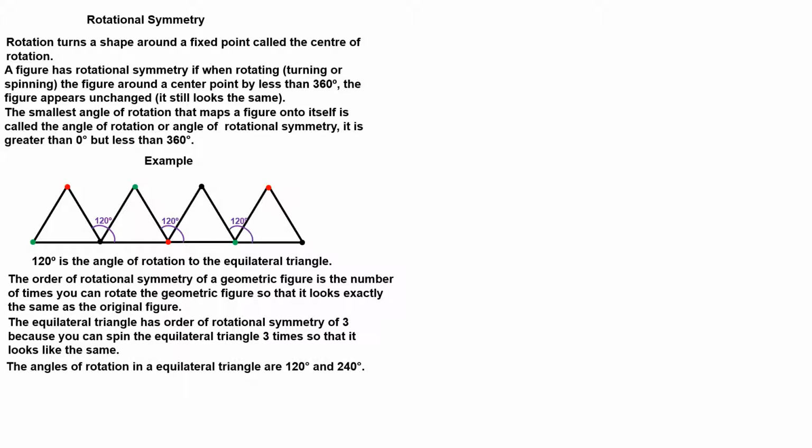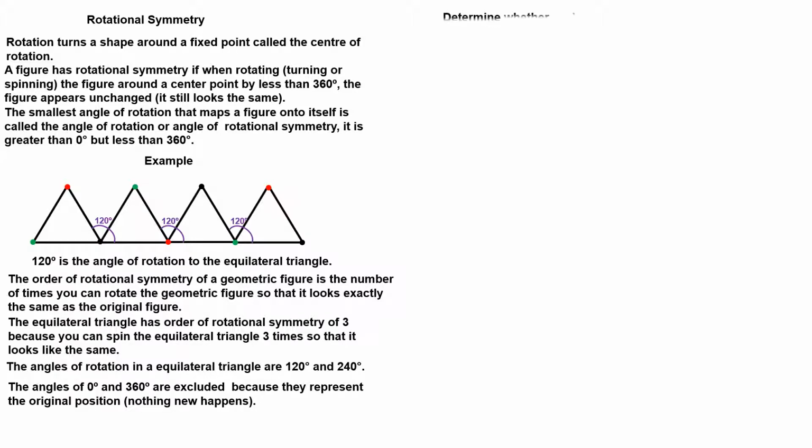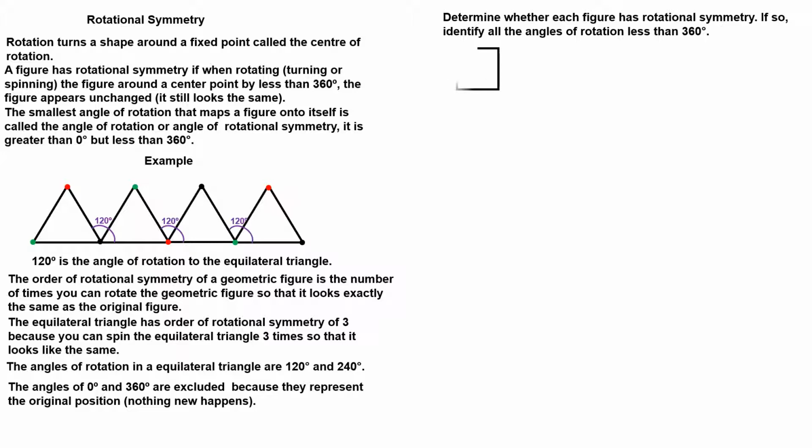The angles of rotation in an equilateral triangle are 120 degrees and 240 degrees. The angles of 0 degrees and 360 degrees are excluded because they represent the original position. Nothing new happens. Determine whether each figure has rotational symmetry. If so, identify all the angles of rotation less than 360 degrees.